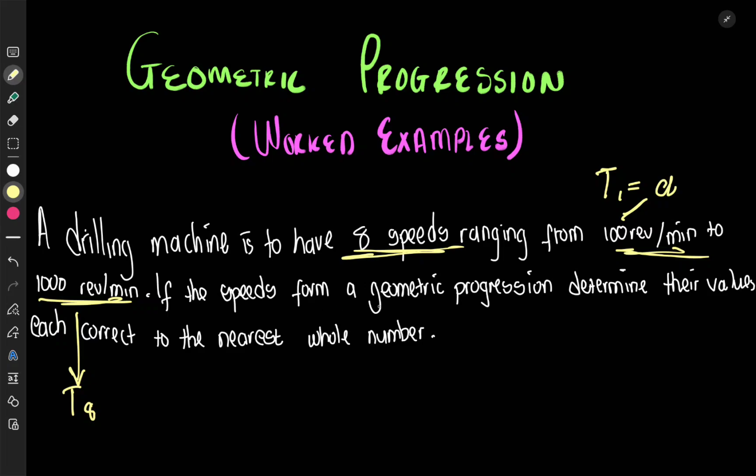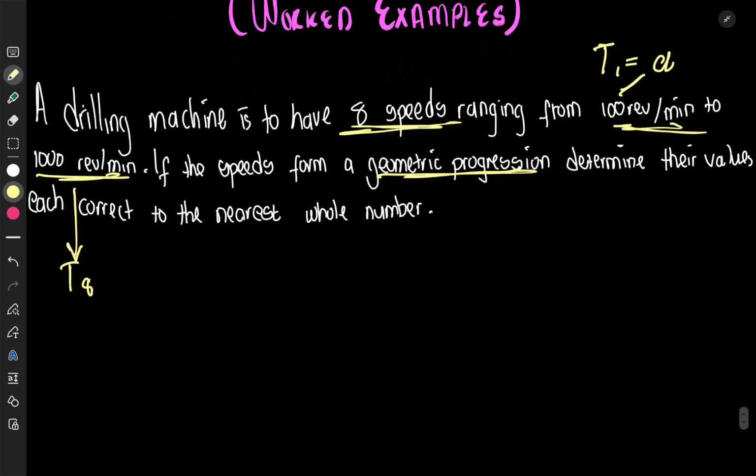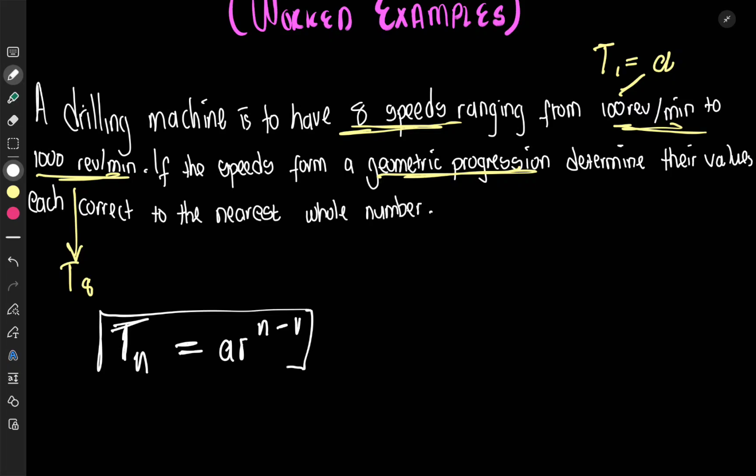Now they said if the speeds form a geometric progression, fine. So they are going to fulfill this equation for the nth term: the nth term is equal to AR to the power of n minus 1. This is for geometric progressions. Then it says determine their values to the nearest whole number. So we need to know T1, T2, T3, T4, T5, T6, T7, and T8 to the nearest whole number, and we're going to be using this.